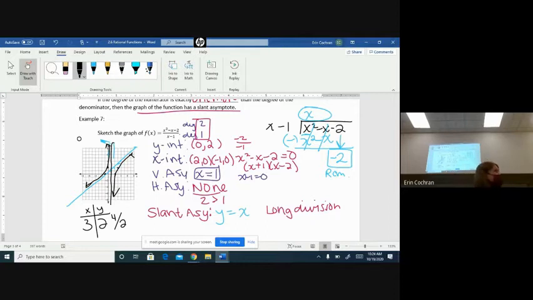Any questions with that so far? All right, so a lot of memorization on looking at those degrees, I think. If the degree is less than, we know that we have a horizontal asymptote at y equals 0. If it's greater than, we have no horizontal asymptote. If they're equal, we have it at y equals the ratio of the leading coefficients. Okay, any questions with that one?